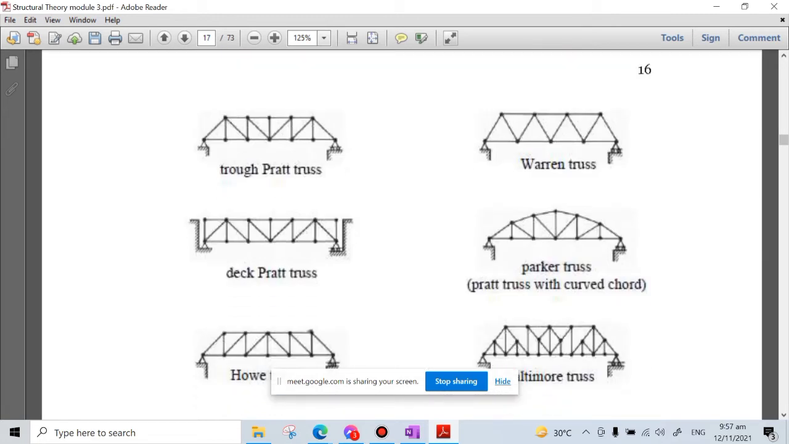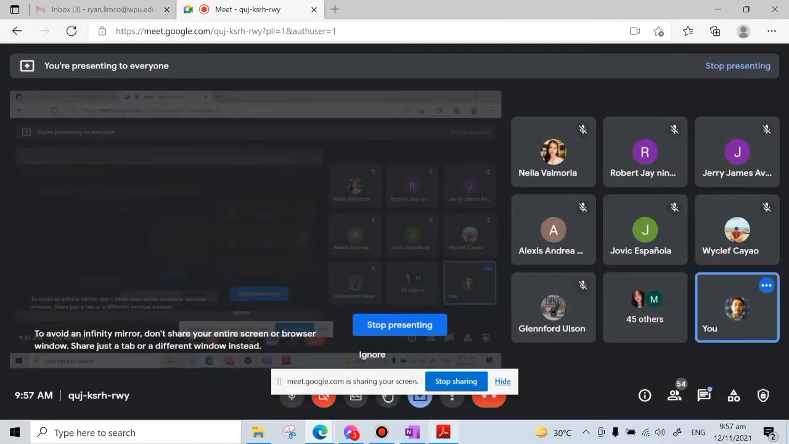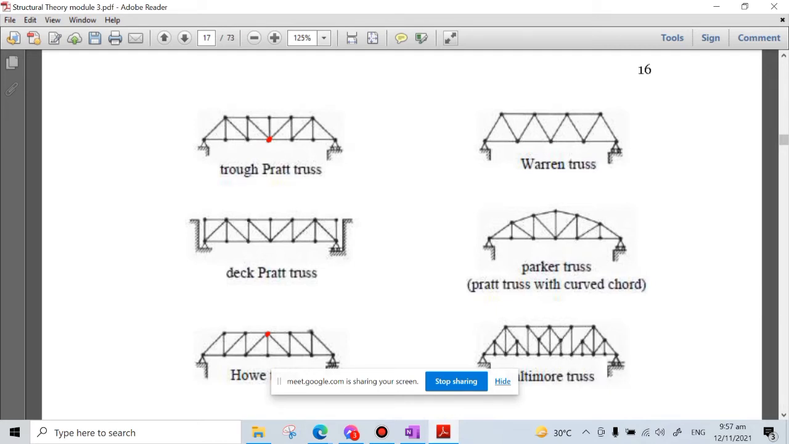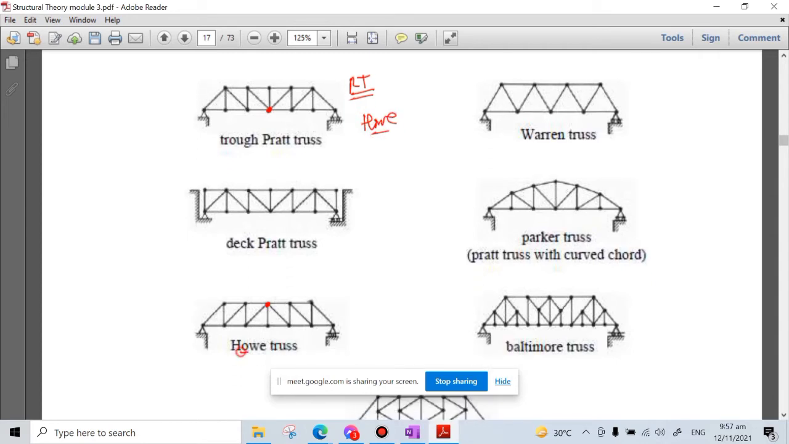So, ito na tayo. Yung sinabi ko kanina, pag si Pratt, pag sa bridge, yung Pratt, nag-meet na siya sa baba. Tapos, yung Howe, nag-meet na siya sa taas. Yun yung kabaliktaran, no? Nung sa roof truss at saka dito sa bridge truss. So, last time, sa roof truss, we have this as our Howe truss and sa roof truss, this Howe is the Pratt truss naman.